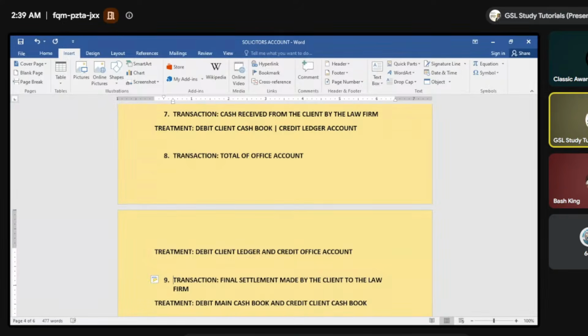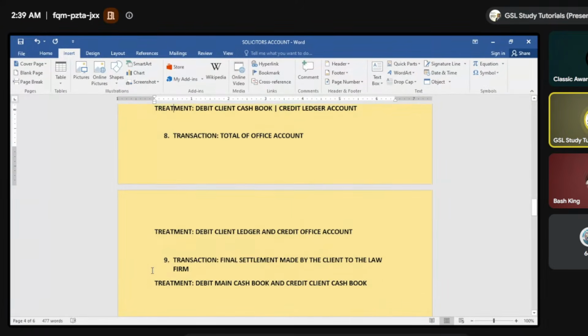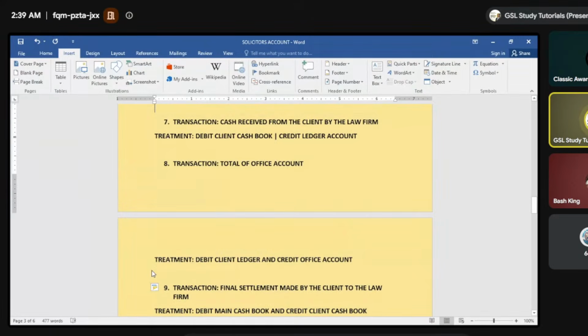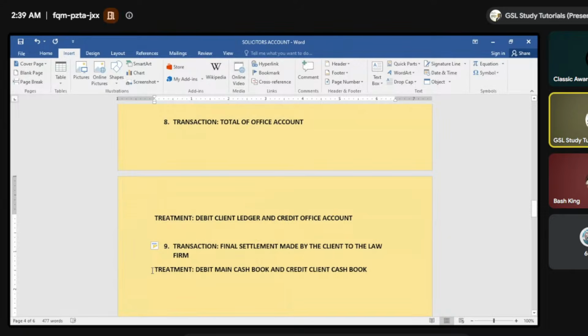So they said cash received from the client by the law firm. Do I have that here? Cash received from the client by the law firm. Okay. Then we look at the total on the office account. You debit client ledger account, credit office account. Total of the office account. Debit client ledger. Total of the office account.